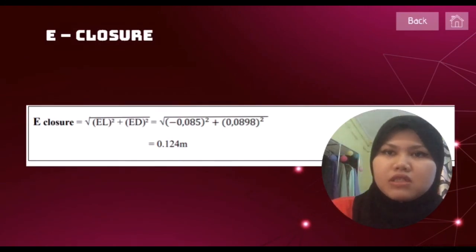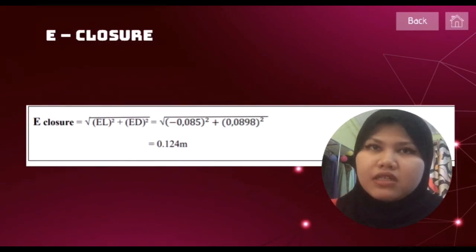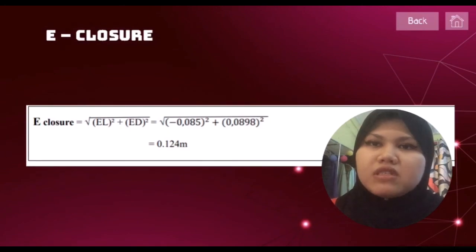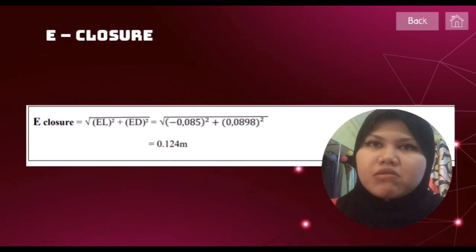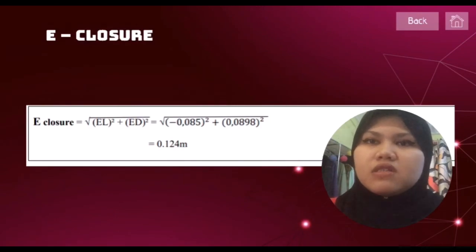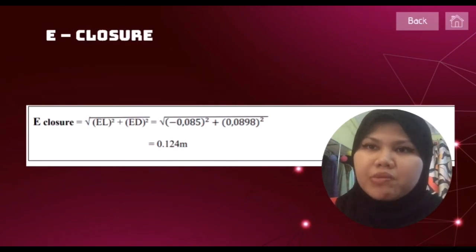After we have found the latitude and the departure, we have to do the equation. The formula for the closure is the root of open bracket EL close bracket to the power of 2 plus open bracket ED close bracket to the power of 2. So we put the points in the formula: root of open bracket negative 0.0085 close bracket to the power of 2 plus open bracket 0.0898 close bracket to the power of 2. The sum that we got is 0.124 meter.